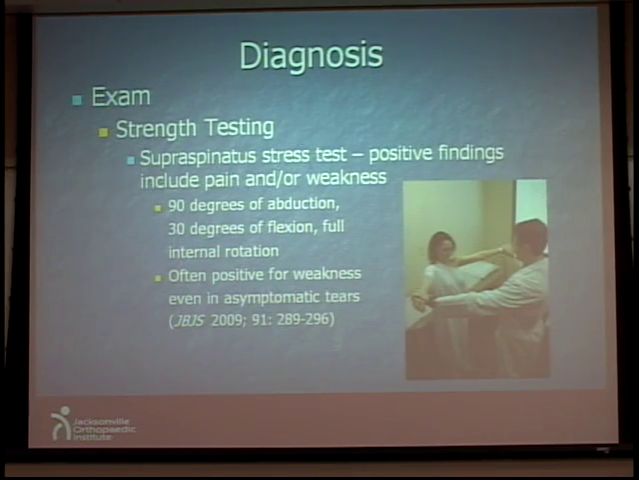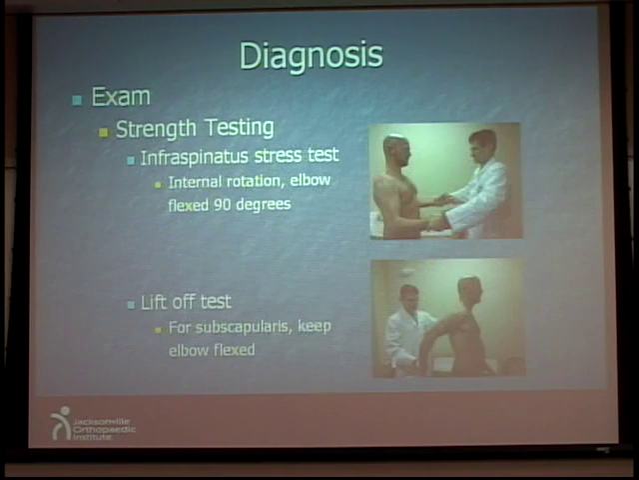You check for strength. We know that larger tears lead to weakness, and we want to check the strength of the rotator cuff. So in the supraspinatus stress test, what we do, and we always compare it to the other side, you place the arm in 90 degrees of abduction, about 30 degrees of flexion, and stress, and see, is this side weak? That's a positive test, or if it causes pain. Sometimes it's not weak, but it causes pain. That's in fact more common, and that's also a positive supraspinatus stress test.